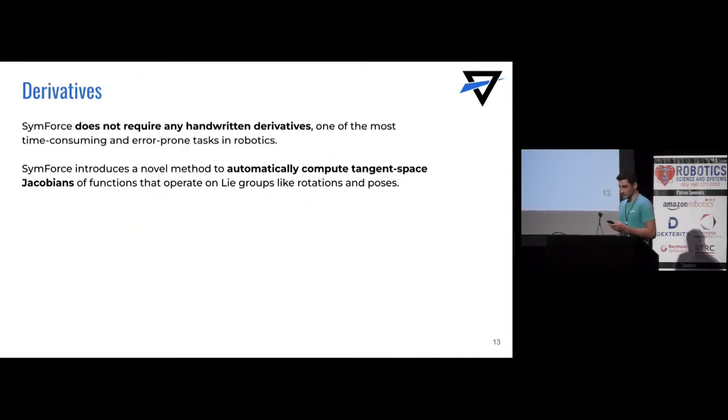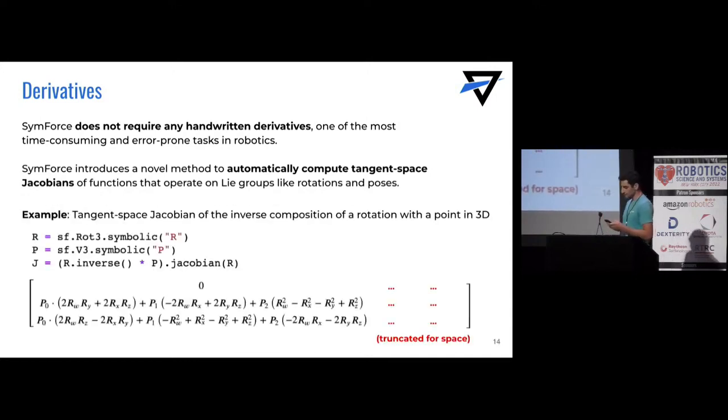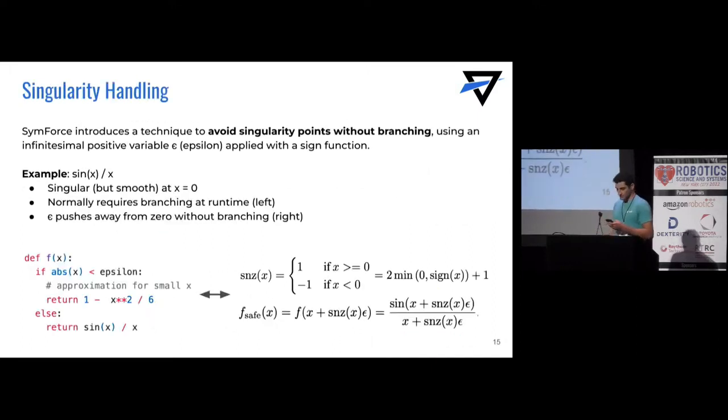So as we saw, SymForce does not require any handwritten derivatives, which tend to be among the most error-prone tasks in robotics. SymForce introduces a novel method to automatically compute tangent space Jacobians of functions that operate on Lie groups, like rotations and poses. All a user needs to do is create a symbolic expression and call the Jacobian function as shown here. SymForce introduces a technique to avoid singularity points without introducing branching using an infinitesimal variable epsilon. For example, this strategy can create a branchless expression for sin(x)/x without a singularity at the origin. Handling this correctly is key for robust behavior.